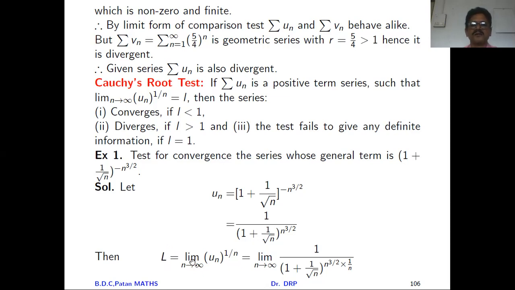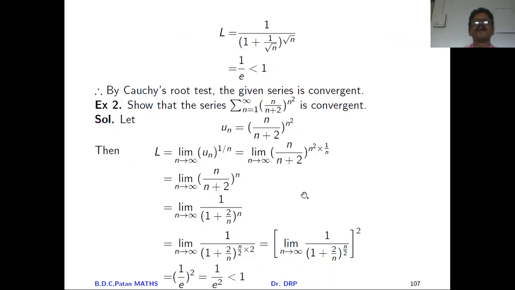L is nothing but the limit n tends to infinity of un raised to 1 upon n, which is equal to the limit n tends to infinity of 1 upon this quantity raised to 1 upon n. Here n raised to 3 by 2 means n into n raised to half, so you will get the power to be square root of n, and then you will get the required value like this. And we know this is a standard result. I forgot to write the limit on both the sides, friends.